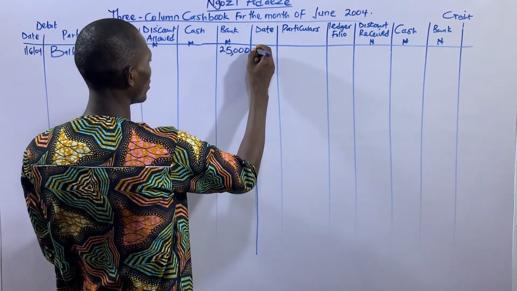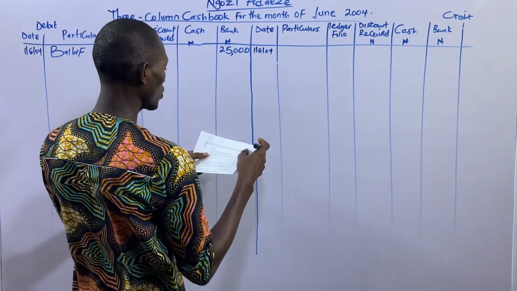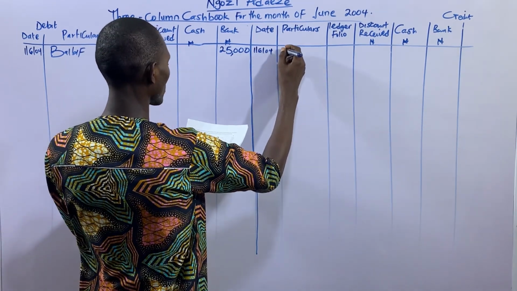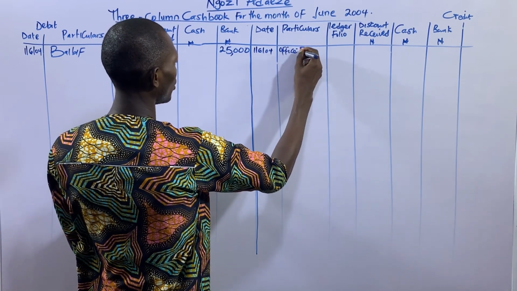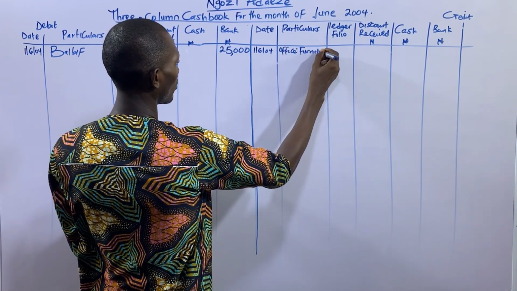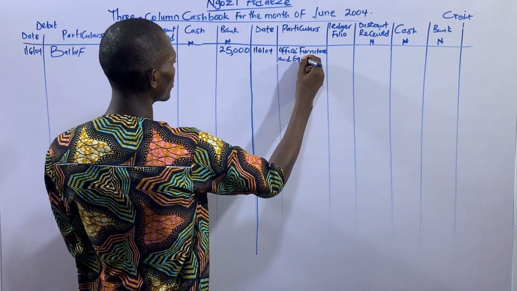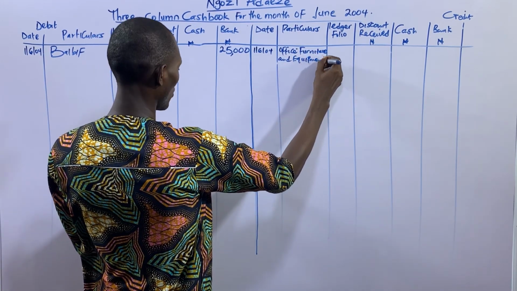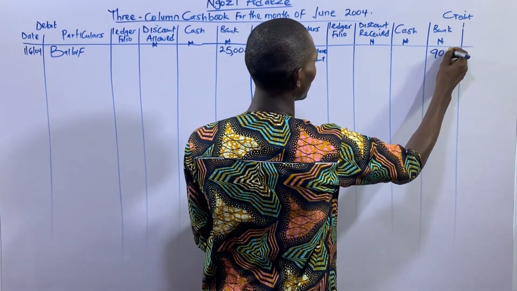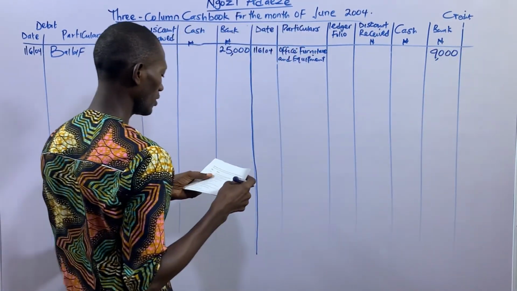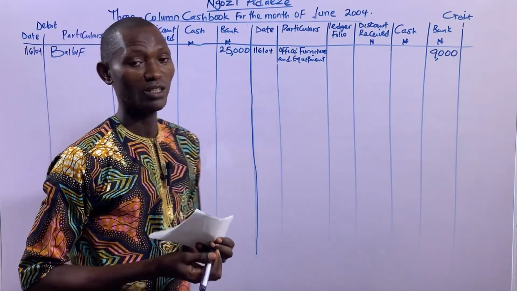So the date is 1/6/04. So what we purchase will be the particular, that's office furniture and equipment. And we were told it's by check. So that will be under bank. That's 9,000.